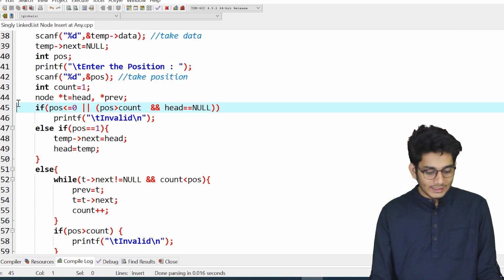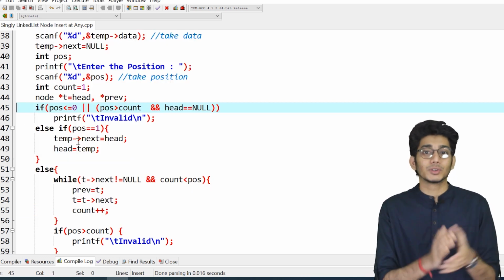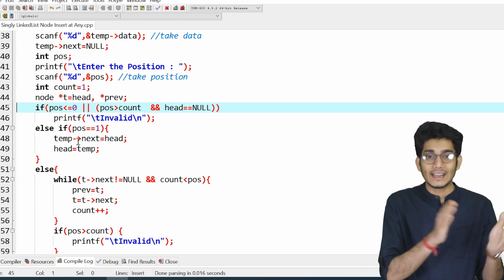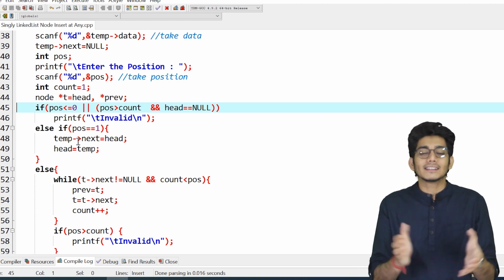So this is the difference between t and t next. Now the choice is up to you how you want to implement it. You can insert anything at the end, or you can insert anything at n-1. So this is up to you. So I think this portion is clear.